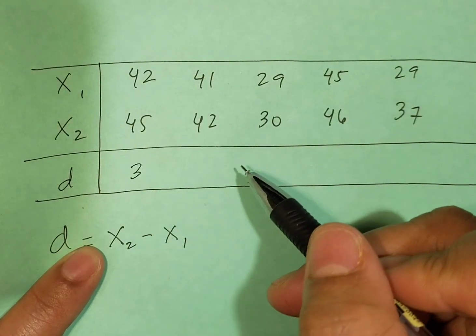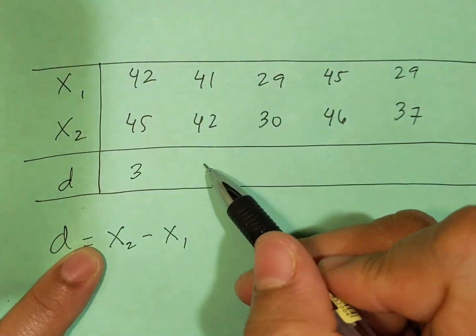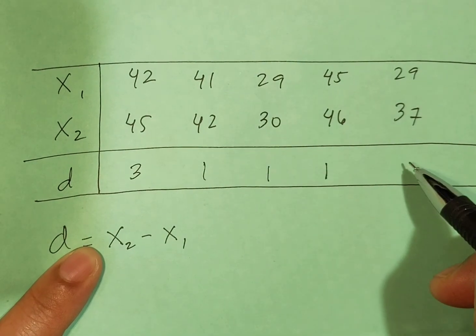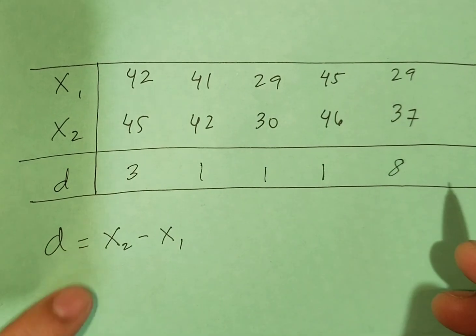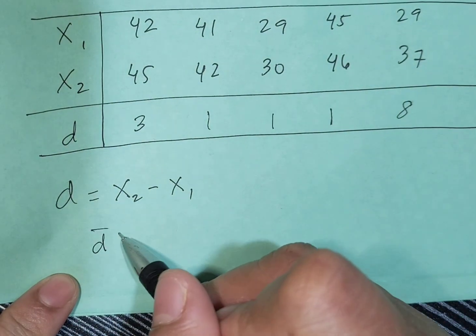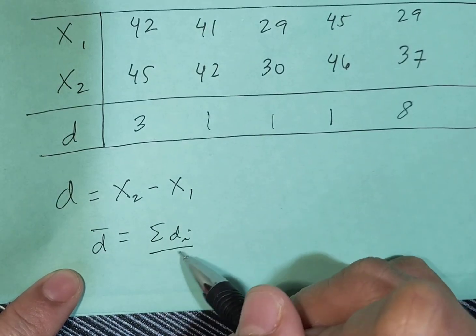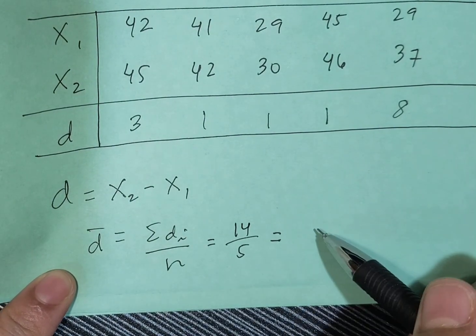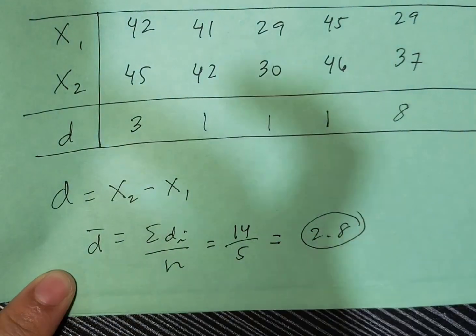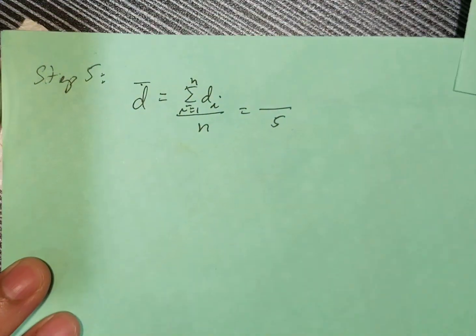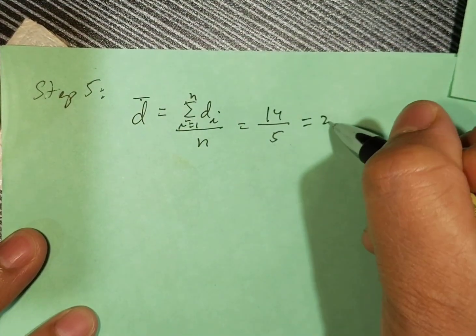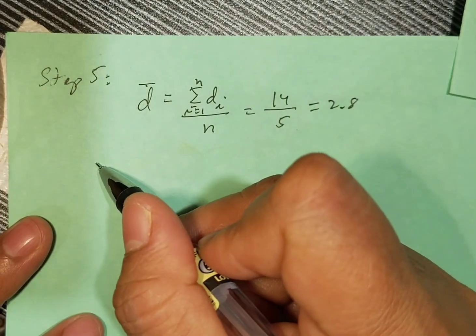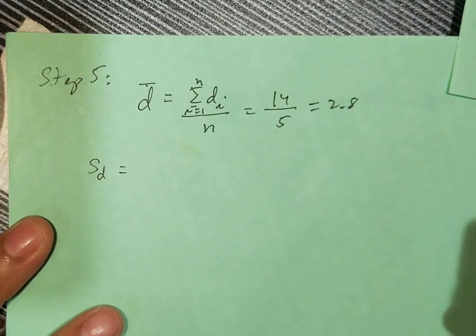So this is 3. 45 minus 42 is 3. This is 1, this is 1, this is 1, and this is 8. Okay, so that our d bar is summation of d sub i over n. So this is actually 14 over 5. So our answer is 2.8. So this is our d bar. Now your d bar is 2.8. We need also the standard deviation of the difference.